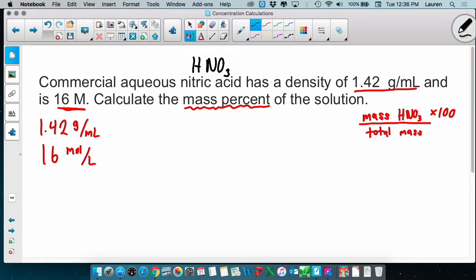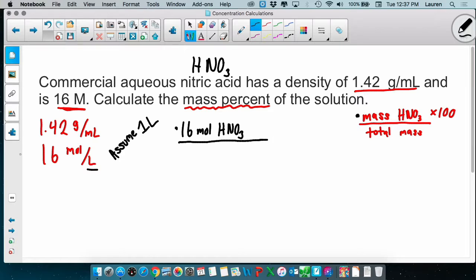So anytime you get a situation like that, what you're going to do is you are going to assume you have 1 liter of solution. Okay? So when we assume 1 liter, it makes everything a lot easier. If we assume 1 liter, we know we have 16 moles of our HNO3, okay? And then we can use that to figure out our total mass as well. So first, let's go ahead and figure out our mass of HNO3 from this 16 moles of it.